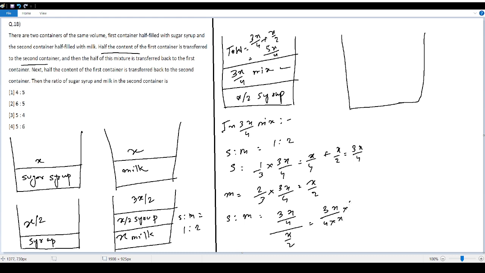When you do this sum, be very focused. Okay. So 3 is to 2. So 3 is to 2 in this cup. The syrup to milk ratio is 3 is to 2. All right.